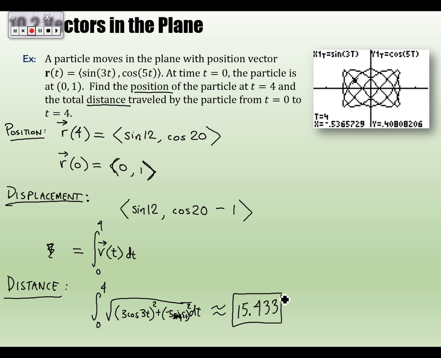So anything you want to say about that? We talked about the difference between the position, displacement, and distance as being different things, and I think that's an important thing to get.